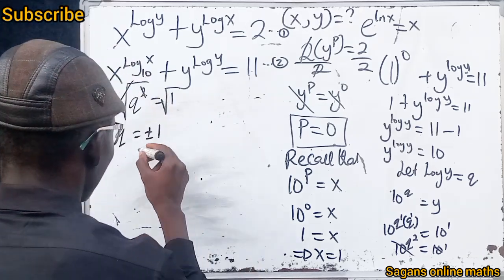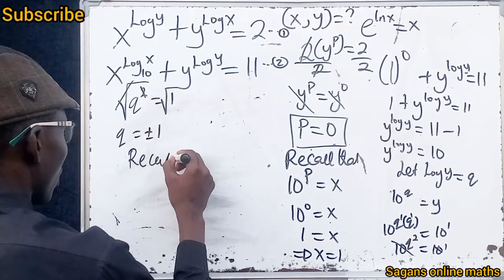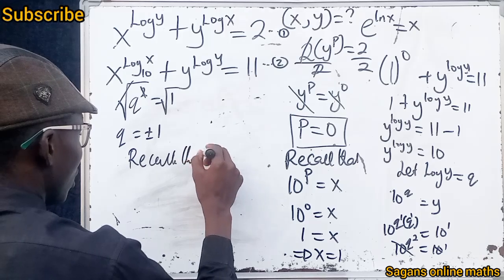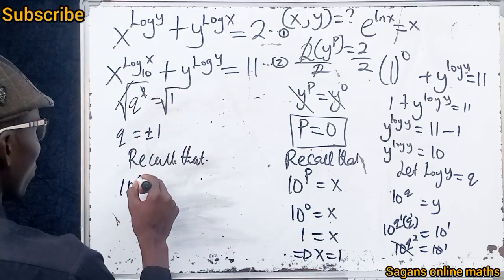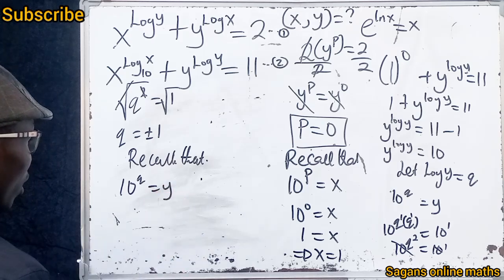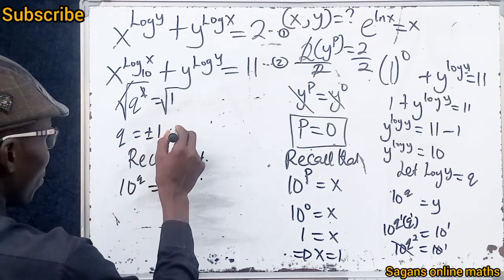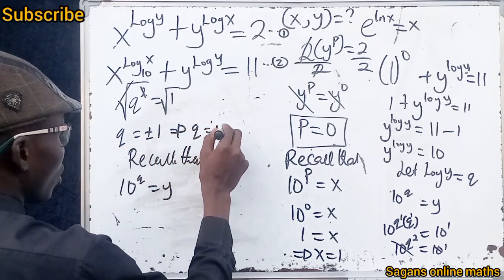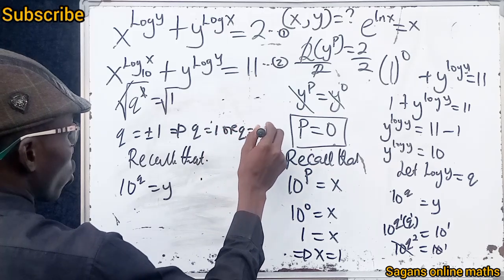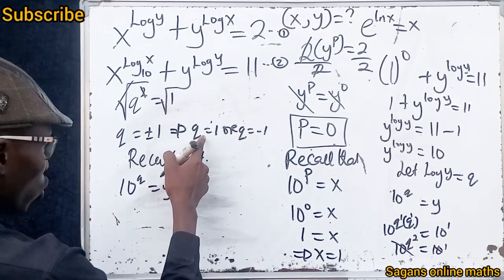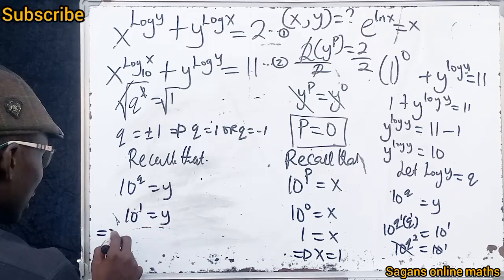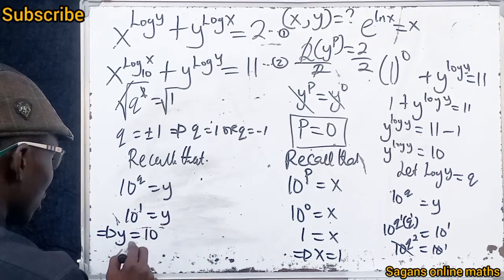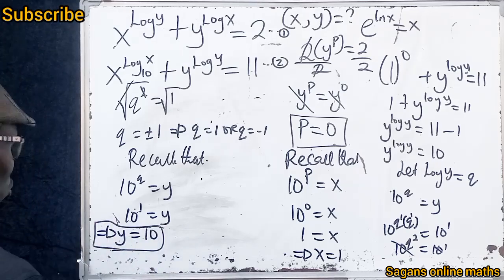Now we have the value of q. Recall from here that 10 raised to the power of q is equal to what? y. Okay, now we have q. That implies that q is equal to 1 or q is equal to minus 1. So when q is equal to 1, 10 raised to the power of 1 equals y, and this implies that y is equal to 10. This is one solution of y. Now let's see when q is equal to minus 1.